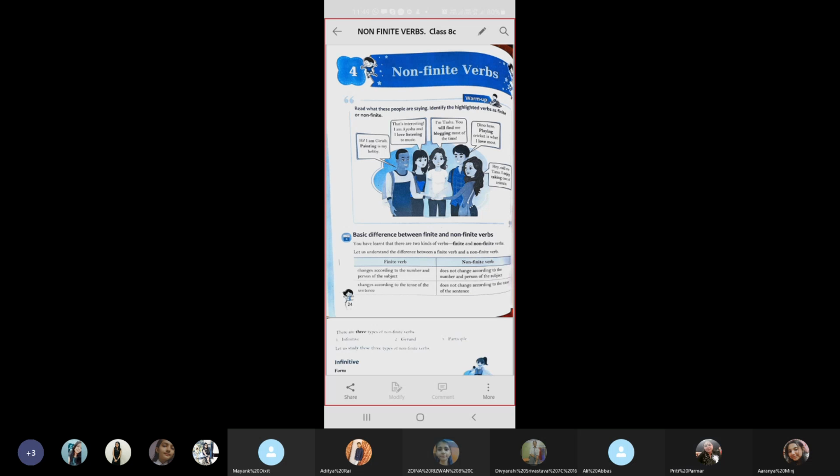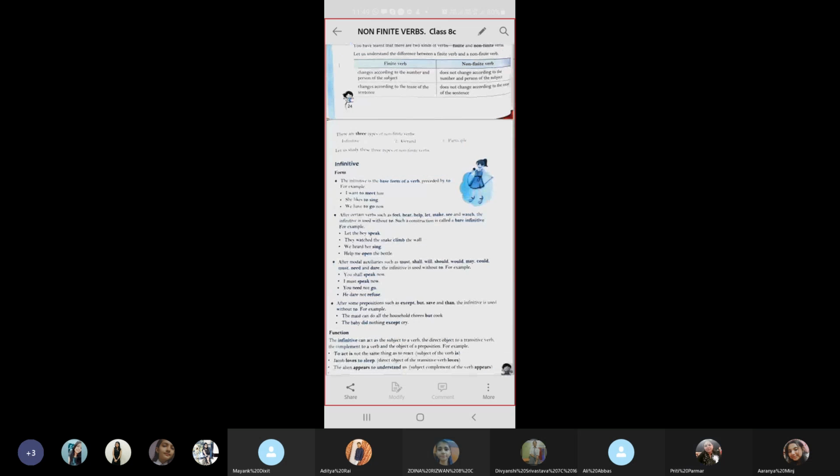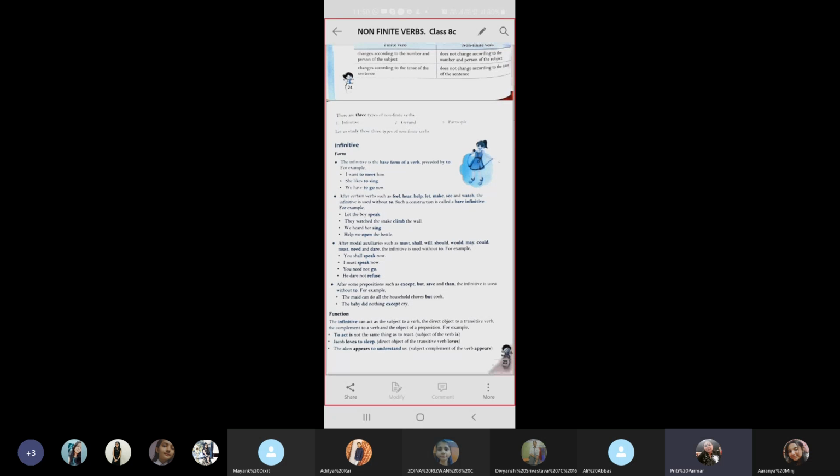Okay. Now, there are three kinds of non-finite verbs. The infinitives. Verbs in their basic forms are called infinitives. Let us see the infinitives. All eyes here. Form: the infinitive is the basic form of a verb preceded by to. Now, automatically, when a verb is there and before that verb, to is written, then you immediately know it's an infinitive.